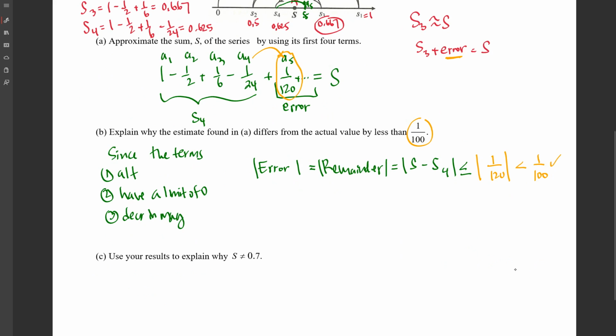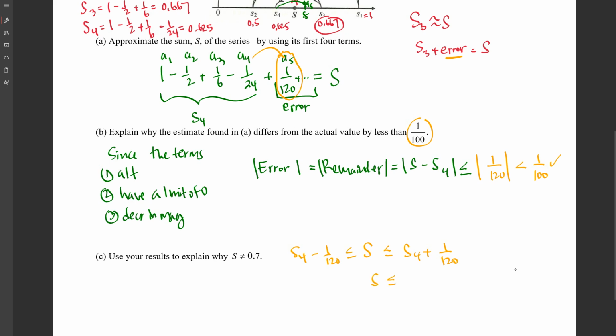The next question says, use your results to explain why S is not equal to 0.7. Well, remember, the biggest error that I have is 1 over 120 if I stop at S4. So that means S is between S4 plus 1 over 120 and S4 minus 1 over 120, because 1 over 120 is the largest error that I could have. So I could calculate this.